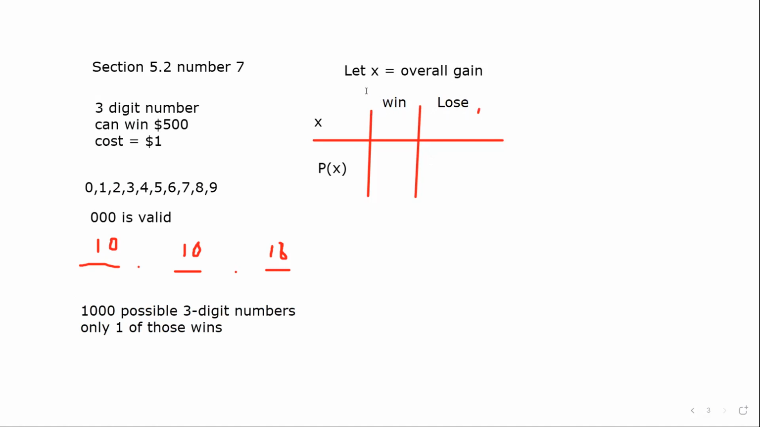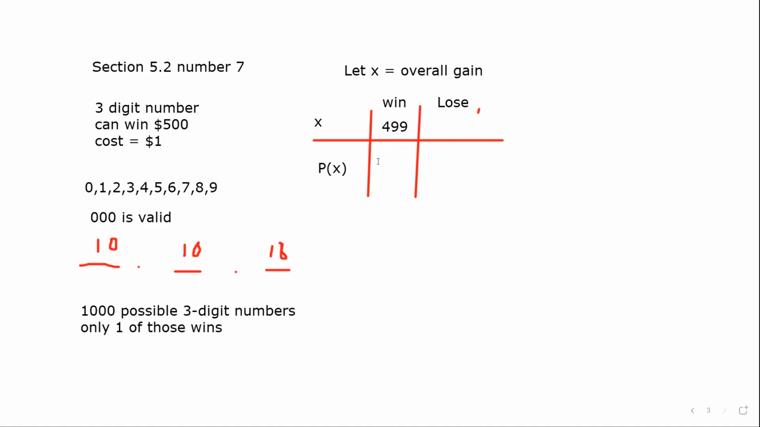Now, if you win the game, you win 500. But be careful. If you make X your overall gain, that's why I asked you this. If you do, you get $500, but your overall gain is 499. Why? Because it's 500 minus the one that you spent. That's where this comes from. So this is 499 here. If you do it this way, X is the overall gain.